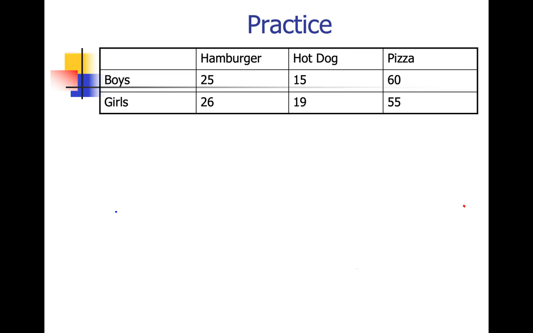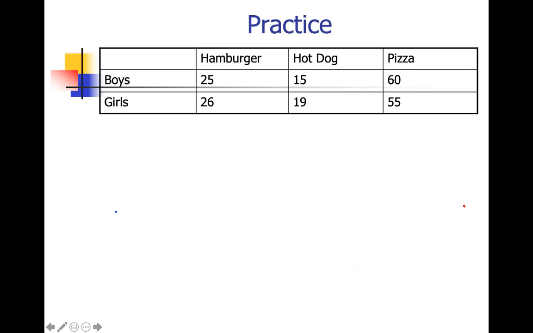To give you a little bit more context about what this table represents, it represents the amount of boys who like hamburgers, boys who like hot dogs, and boys who like pizza versus the amount of girls who like hamburgers, girls who like hot dogs, and girls who prefer pizza. For boys, there's 25 who like hamburgers, 15 who like hot dogs, 60 who like pizza. There's 26 girls who like hamburgers, 19 girls like hot dogs, and 55 girls like pizza.